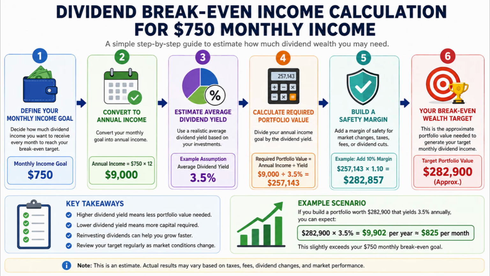Now, we calculate the required portfolio value. The formula is annual income divided by dividend yield. So, $9,000 divided by 3.5% gives approximately $257,143. This means that, before adding a safety margin, an investor may need around $257,143 invested at a 3.5% yield to generate $9,000 per year.